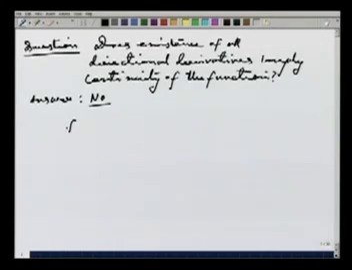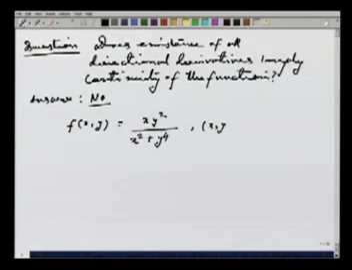Let us look at this function. f of (x, y) equals x y square divided by x square plus y to the power 4 if (x, y) is not the origin, and it is 0 if (x, y) is equal to (0, 0). Now I am going to check that f is not continuous at the origin.